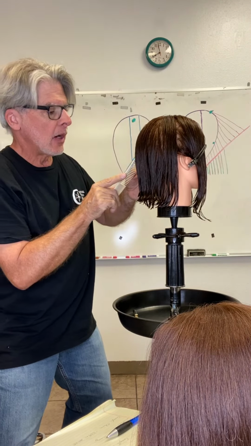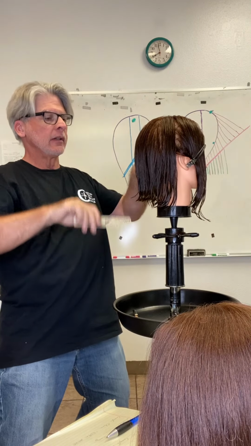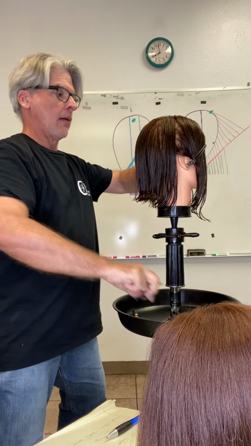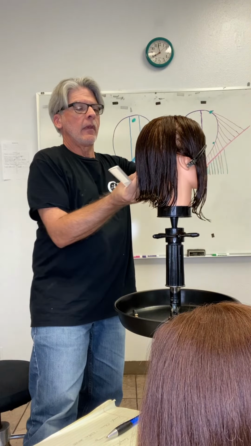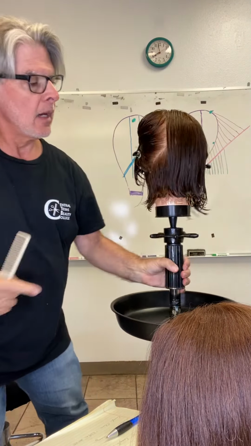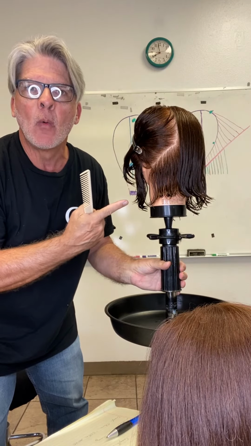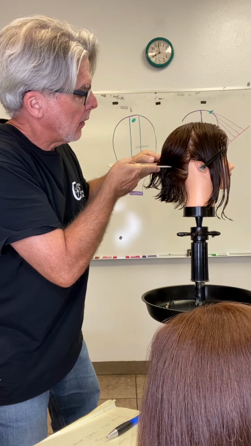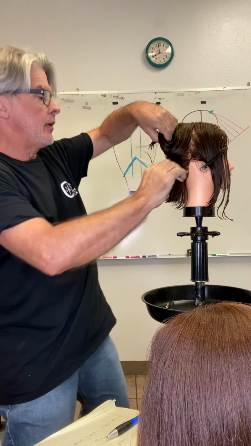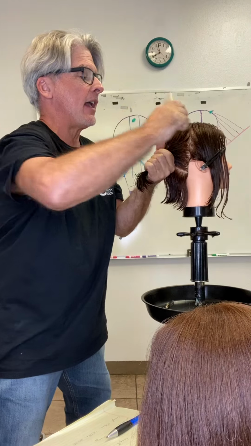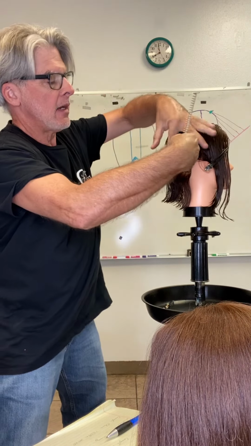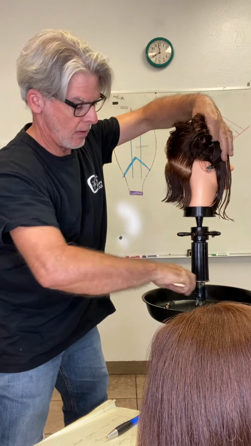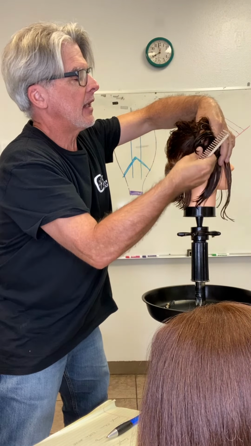So I've got the center and diagonal forward. Clip that up out of the way. Diagonal forward. Doing the opposite on the opposite side. Combing the hair out of the way. Clean partings are excellent.